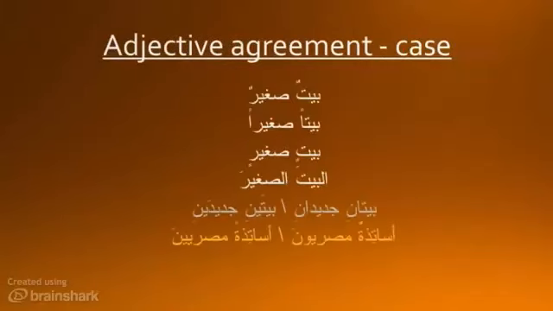The last way that an adjective has to reflect the role of the noun is in terms of case. Beitun saghirun, beitan saghiran, beitin saghirin, el beit as-saghira. Beitani jadidani, which is in nominative, versus beitaini jadidaini, which is accusative or genitive.